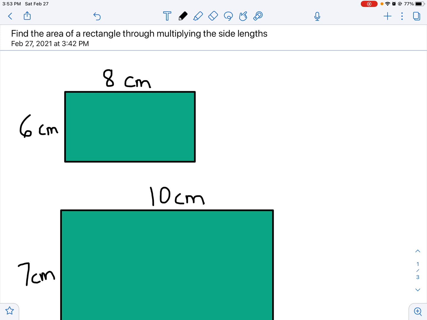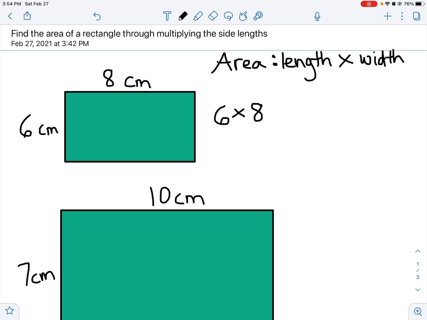We have learned that to find the area of a rectangle, all we have to do is multiply the length times the width, right? So all we have to do is find the two side lengths, not the opposite ones, but the ones kind of kitty corner to each other, and multiply them together and we will get the area. So if we look at our first rectangle, we would see that we have a 6 side length times an 8 side length of centimeters. So we're just going to multiply 6 times 8.